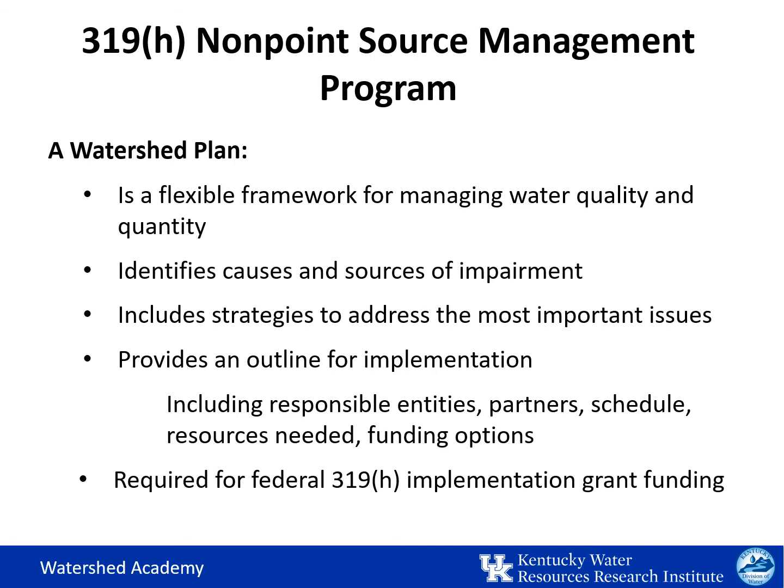In summary, a 319H approved watershed plan is a flexible framework for managing water quality and quantity. It identifies the causes and sources of impairment and includes strategies to address the most important issues. It also includes an outline for implementation, including the responsible entities, partners, schedule, resources needed, and funding options. And it is required for implementation grant funding subsequent to its completion.